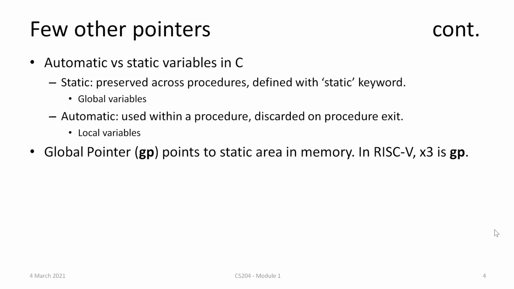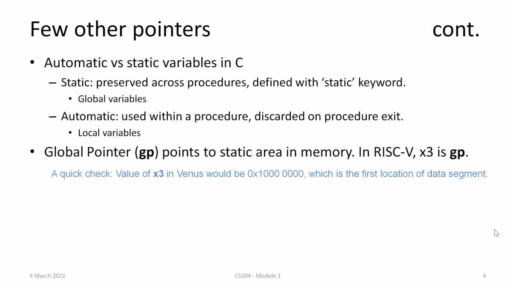I think I missed the frame pointer; it will be available in X8. Now, using X3, we can access all the global variables that we have declared in this particular program. A quick check you can do is, when you open Venus this time, see the value of X3. It would be 0x10000000. This location is the first location of the data segment, or the data memory. X3 will always be initialized to this particular location.